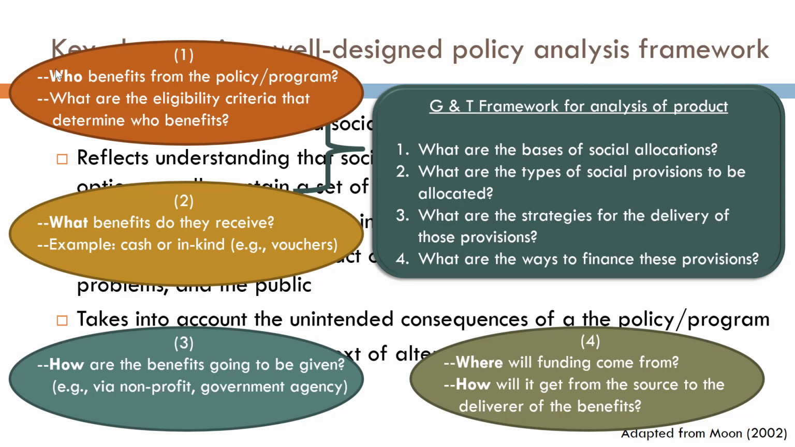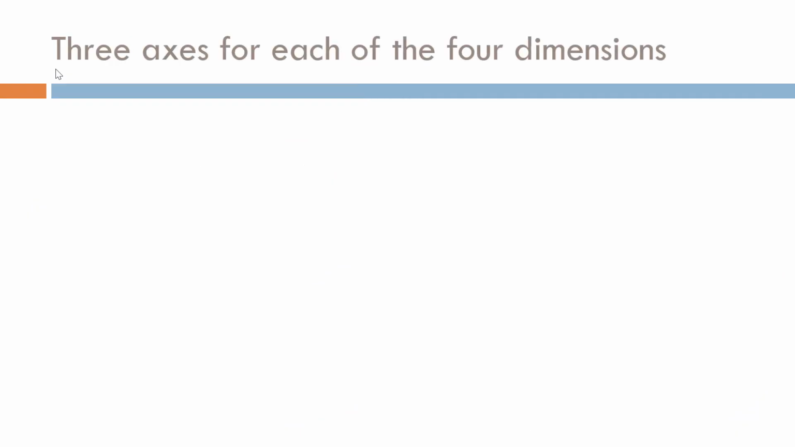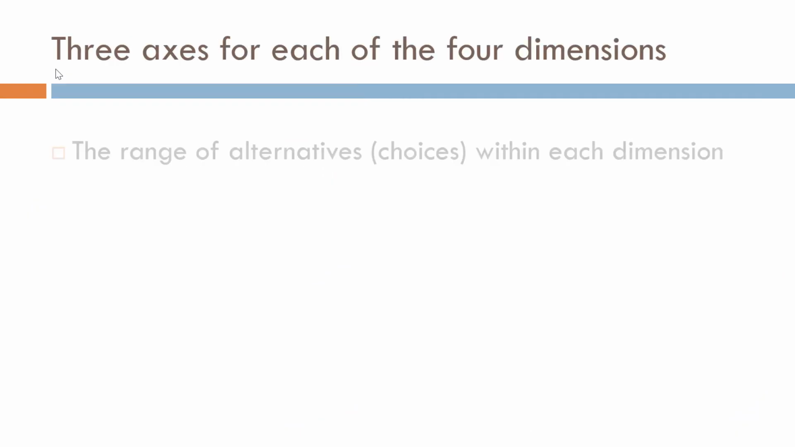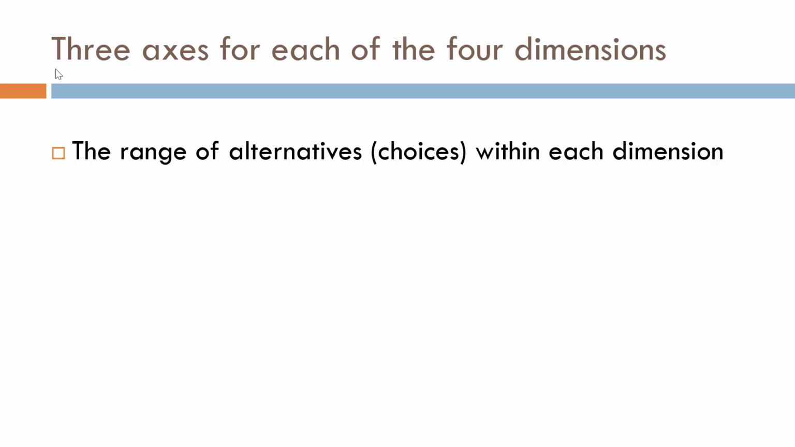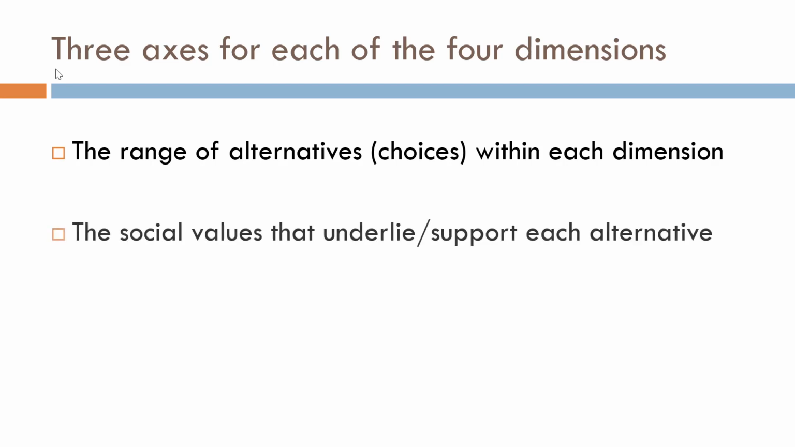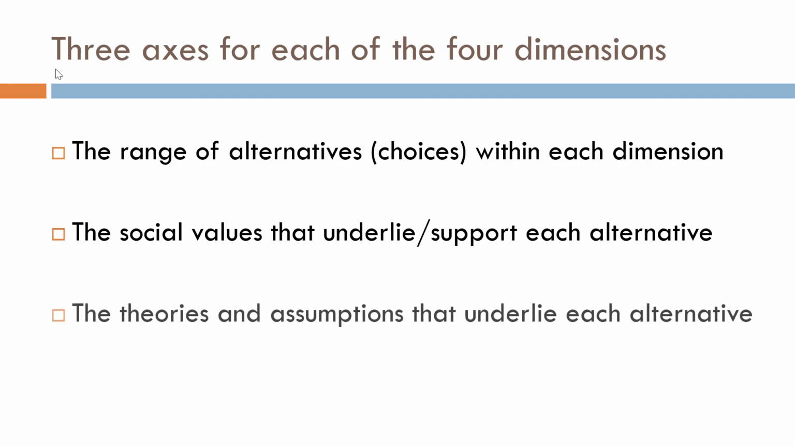And in using these 4 dimensions to analyze a policy, there are 3 axes to consider. The first involves the range of choices within each dimension. The second involves the social values that underlie or support each of those choices. And then the third involves the theories and assumptions that also underlie each of those alternatives. Because again, remember, it's all about these choices.